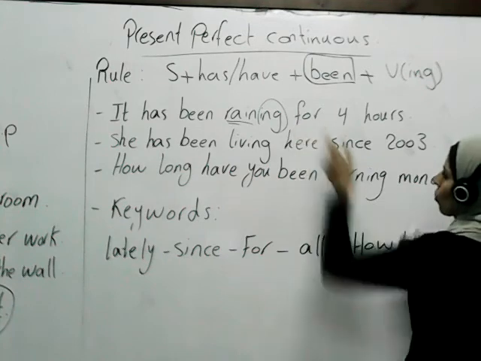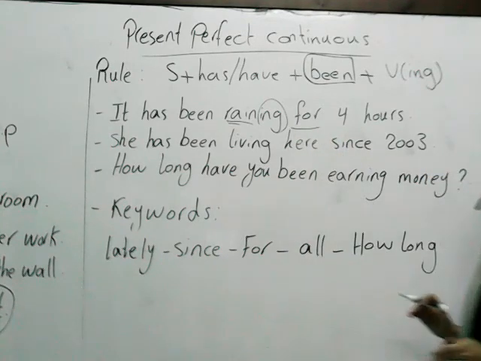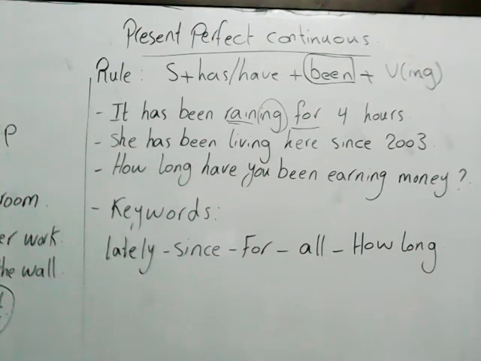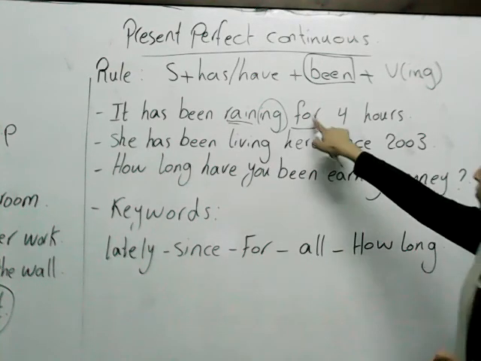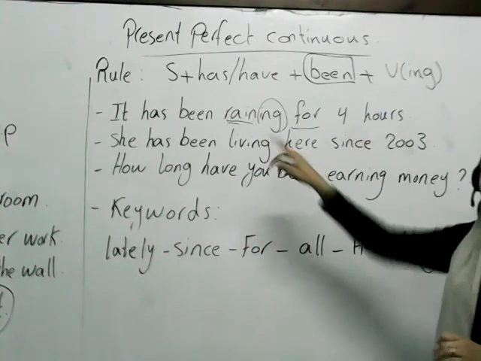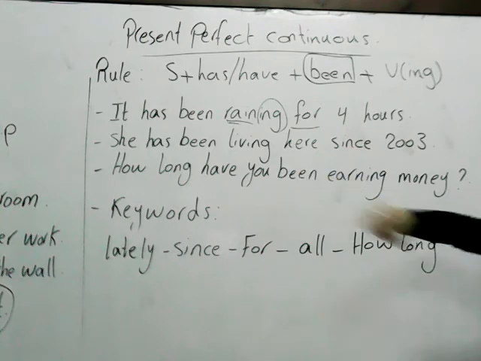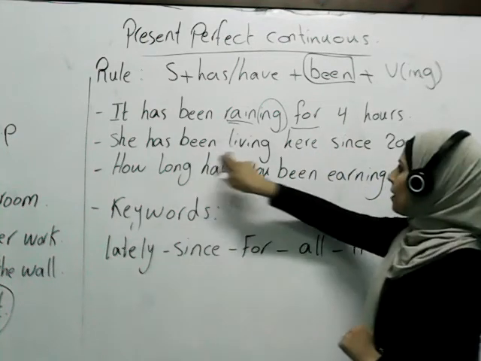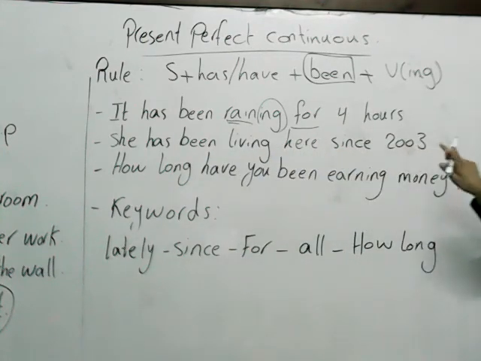Now look at for. For is the first keyword for the present perfect continuous. For 4 hours. It has been raining for 4 hours. Example number 2. She has been living here since 2003.